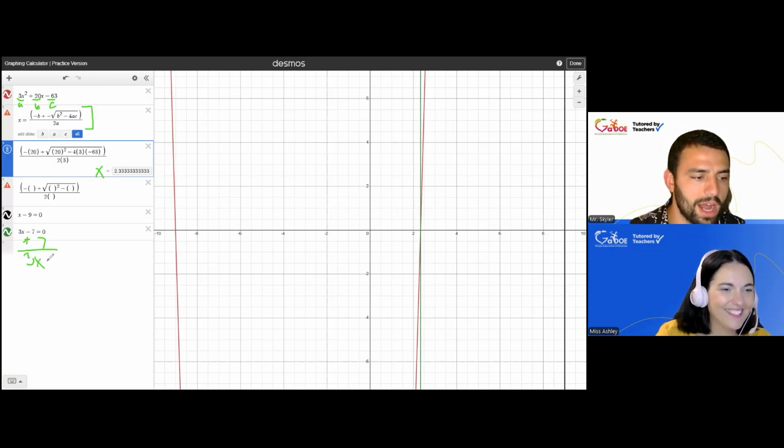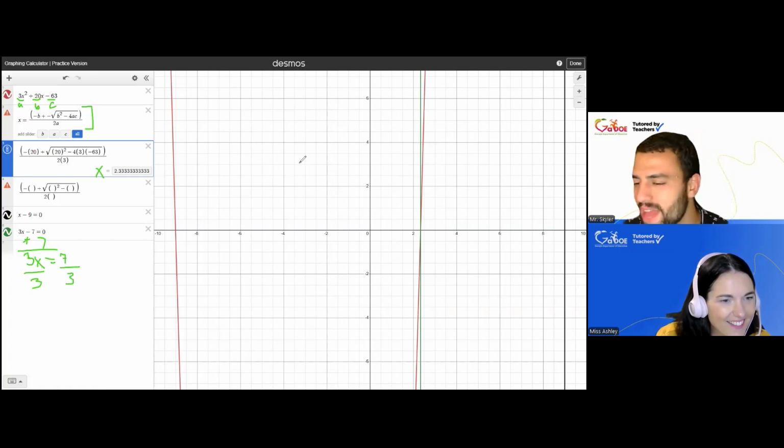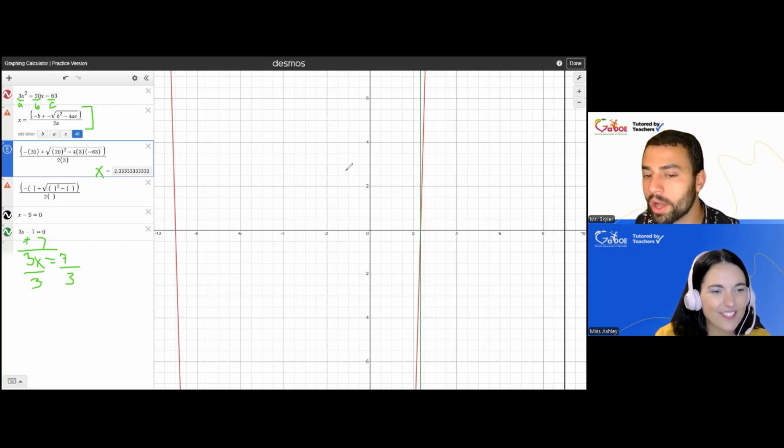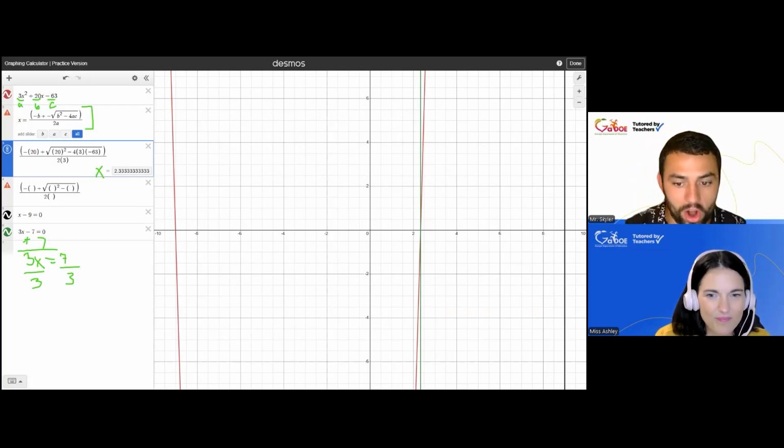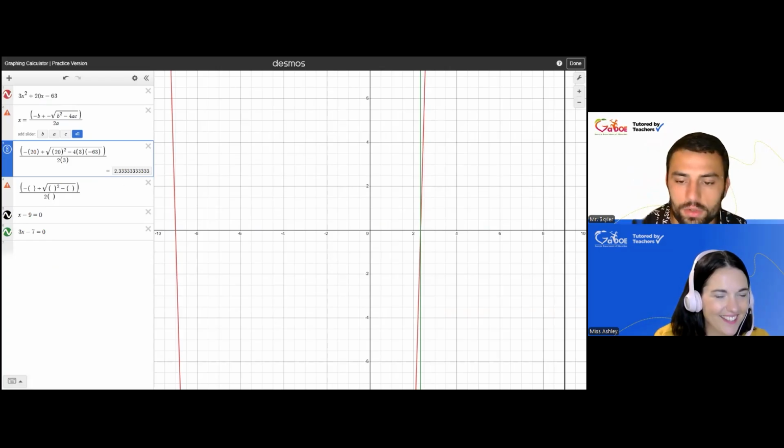Let's see the 3x. It's okay. We all make mistakes, and we learn from our mistakes. Divide by 3, right? You're going to get x equals 7 over 3. And if you do that, you actually get that 2.33 as well. So that's kind of going to show us where our answer is. But let me show you another thing that you guys can do to see your answers.